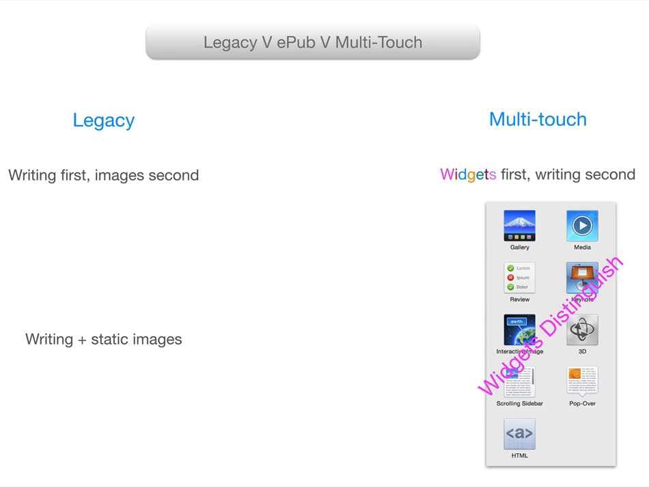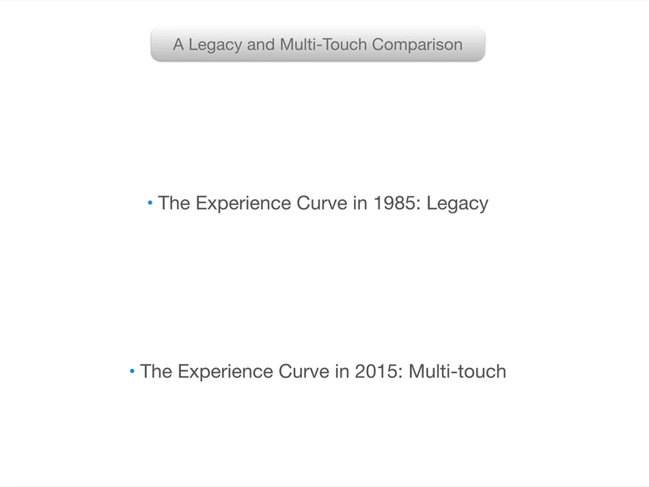Because ePub books are really quite similar in the things they can do to the legacy book, I'm going to ignore them for the rest of this presentation and concentrate on just legacy and multi-touch. In 1985, I published a legacy book, and in it I wrote about the experience curve. In 2015, I published a multi-touch book, and in that I wrote about the experience curve. Let's look at the differences.